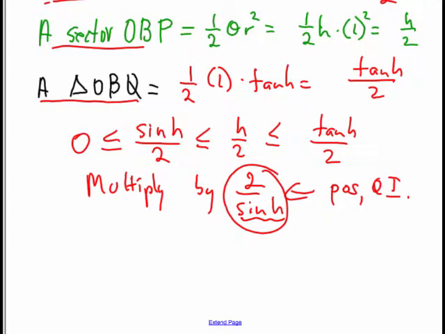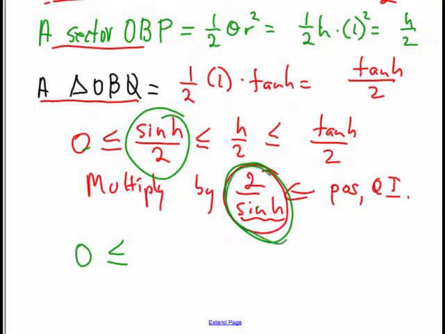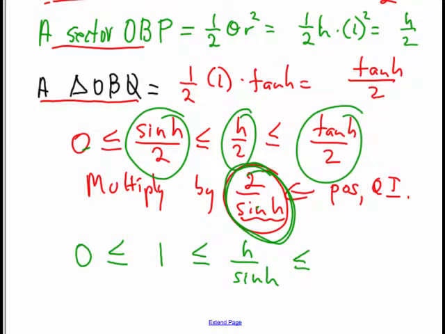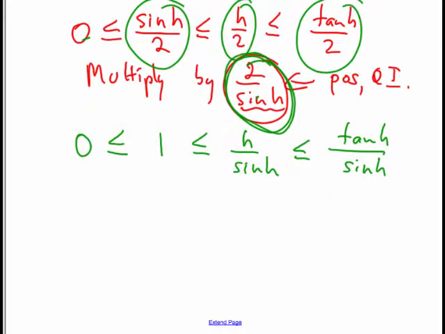I'm taking this quantity here, and I'm multiplying it by each of these sections. So 0 times this is 0. If I multiply this by this, I'm going to get 1. If I multiply these two together, the 2's are going to cancel out, and I'm going to get h over sine h. And if I multiply these two sections together, I'm going to get tan h over sine h. Alright. Now, I am going to just focus on this section, okay?